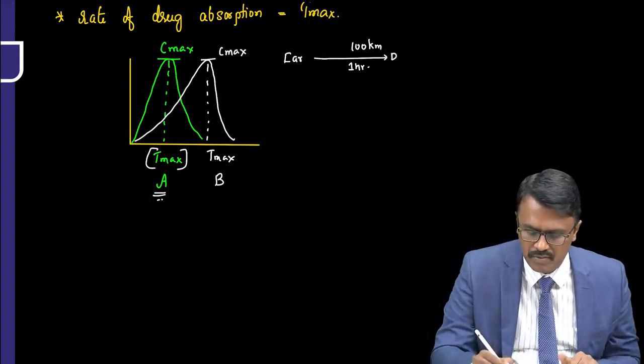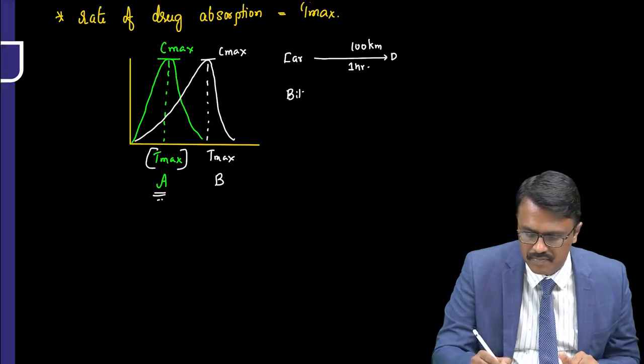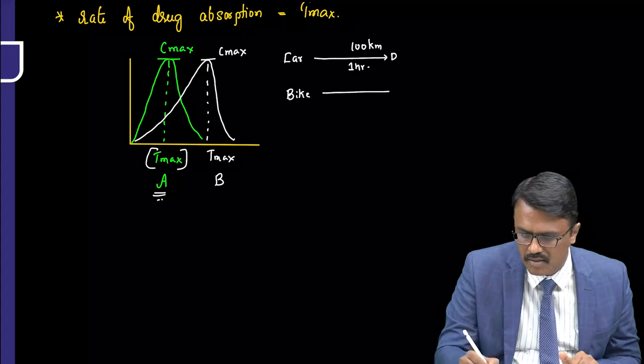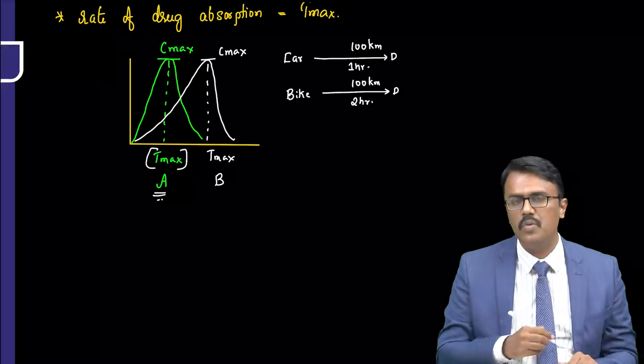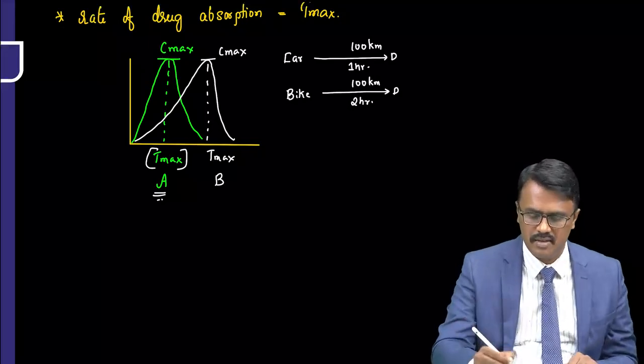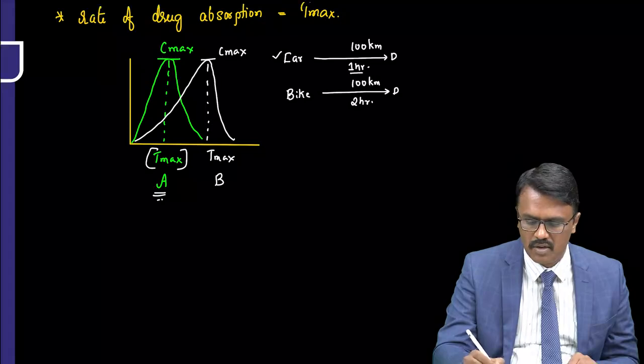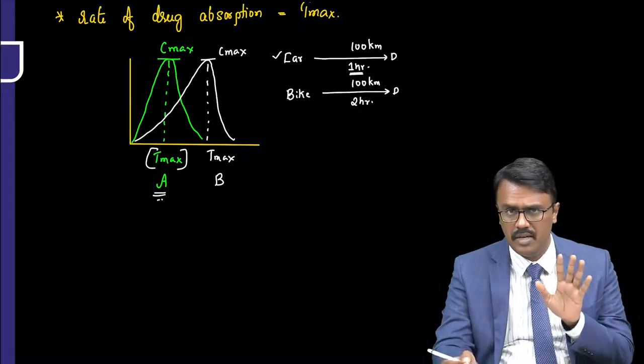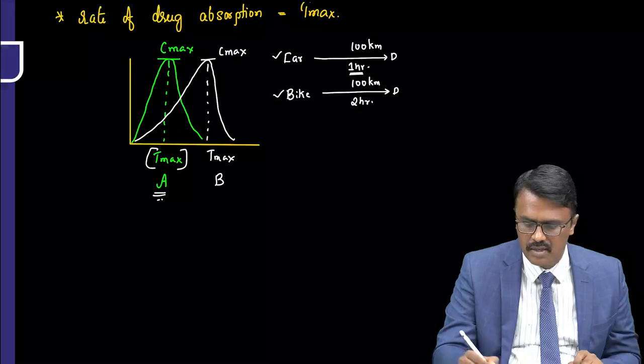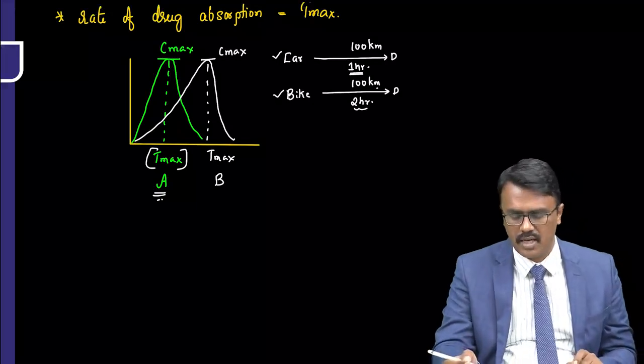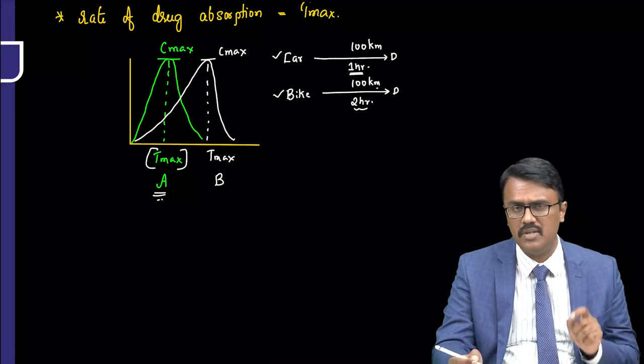There is one more friend who is driving a bike. He will also cover the destination that is 100 kilometers, but he will take 2 hours. Now who is faster? Obviously the car is faster, because to cover that 100 kilometers you are taking only 1 hour. The bike is covering 100 kilometers but is taking 2 hours. So time is the one which tells us the rate. Rate means how fast.